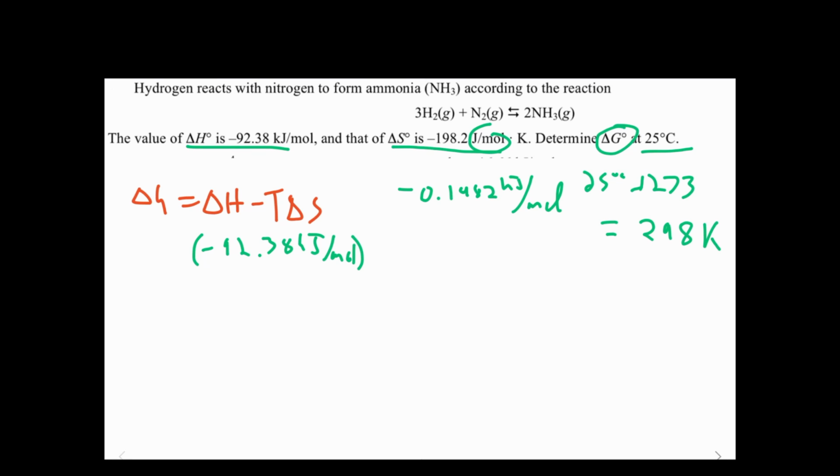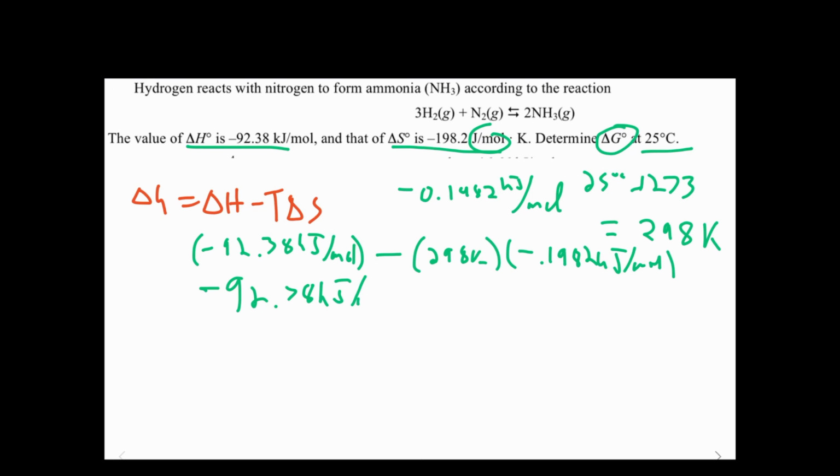Now we have to plug in our entropy term, so it's minus 298 Kelvin times negative 0.1982 kilojoules per mole. Now let's simplify a little bit. We still have this 92.38 kilojoules here, but first of all we have a negative right there and a negative right there. So when they cancel out and they make a positive, and that positive is going to be plus 59.06 kilojoules per mole.